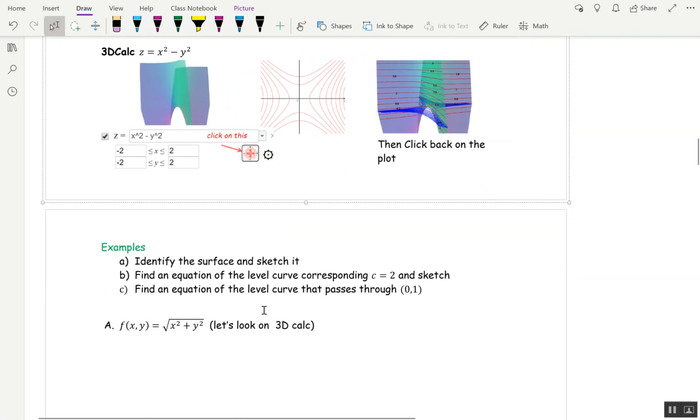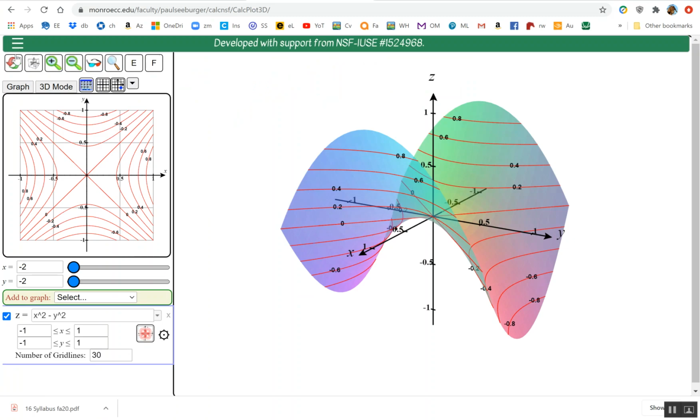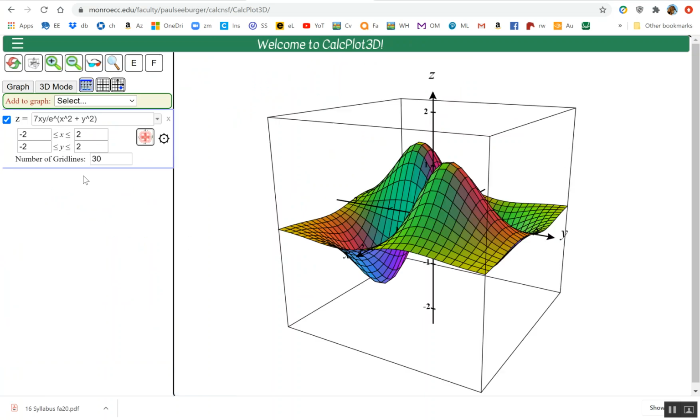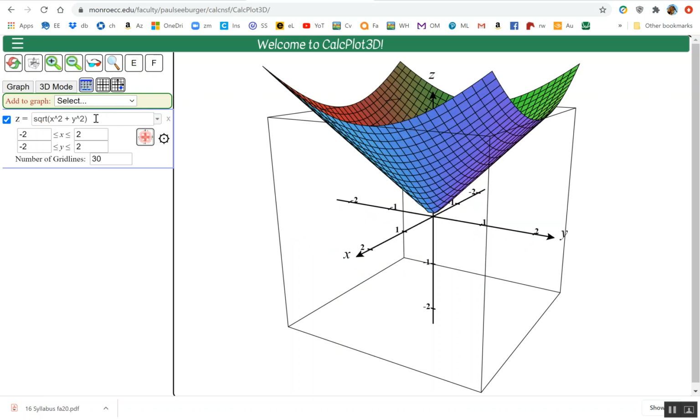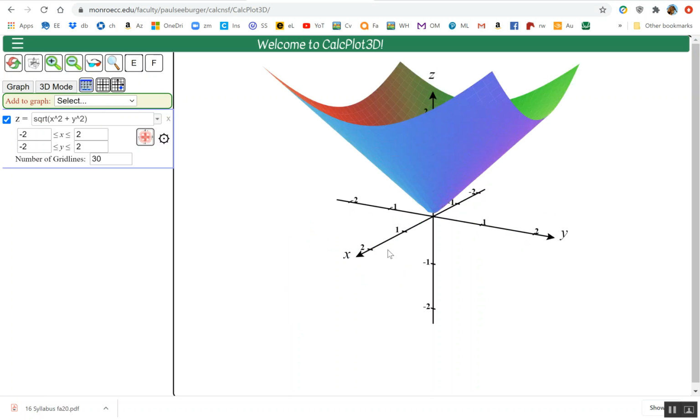Okay, so how do you find these analytically without looking on Calc 3D? Well, first let's look on Calc 3D for this one. This is the top of a cone, square root of x squared plus y squared. So let me clear that out. And then Z is square root, which is just going to be SQRT, and then x squared plus y squared. Okay, enter. All right, there's our cone. Let me get rid of the box and the edges.